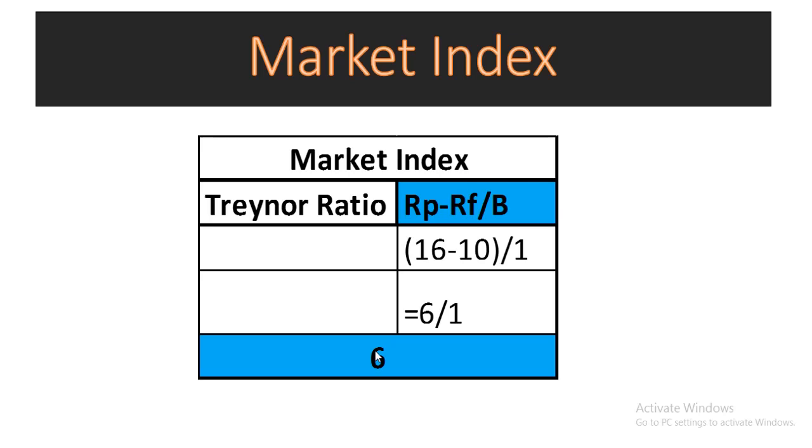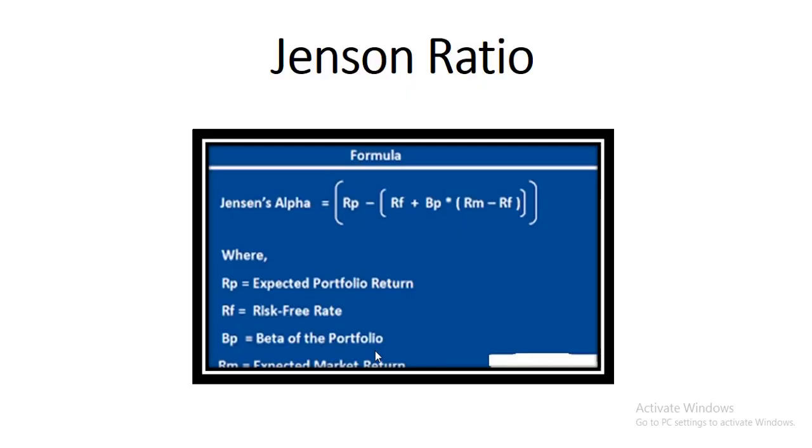Now the third performance evaluation is through Jenson, which is called Jenson's alpha, which is also known as extra return as compared to CAPM. Now there is a capital asset pricing model. Capital asset pricing model means risk-free rate plus beta of share or portfolio multiplied by risk premium, which is RM minus RF. So according to CAPM model, which is capital asset pricing model, this should be the return. The company or portfolio should provide this much.